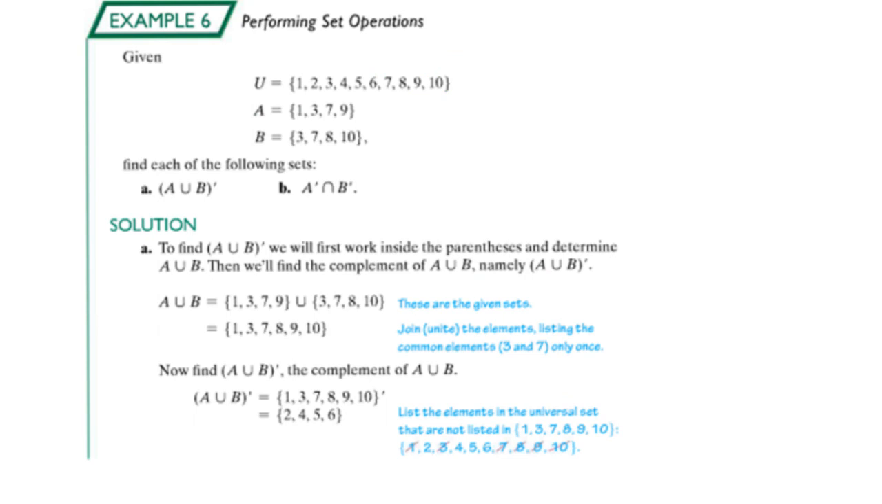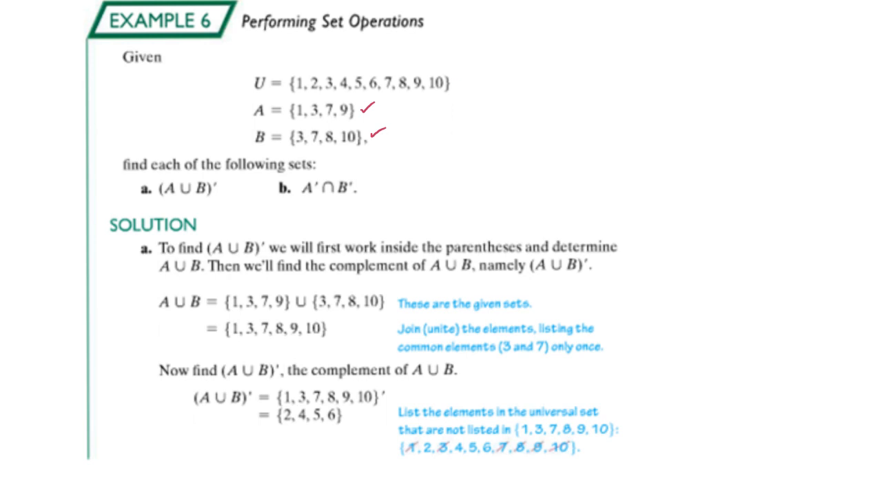Performing set operations. So let's see if we can take these one at a time. We have our universal set, which has the numbers 1, 2, 3, 4, 5, 6, 7, 8, 9, and 10. And that is my universal set. Set A is 1, 3, 7, 9. And set B is 3, 7, 8, and 10.